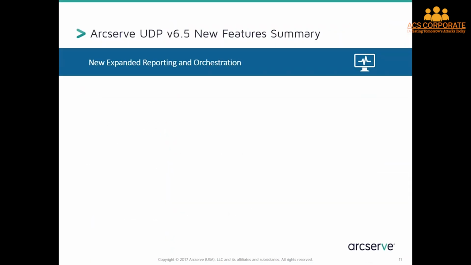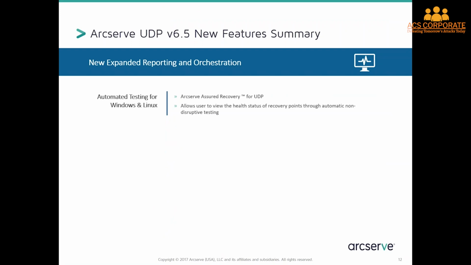Lastly, from expanded reporting and orchestration, we added the automated testing for Windows and Linux. This is called the Arcserve Assured Recovery feature. It allows you to automatically create a VM or create a virtual disk from the backup that was just made, and you can then run custom scripts against it to test if the backup is functional, if the data you need is there, and if particular services you need will start from that backup image.